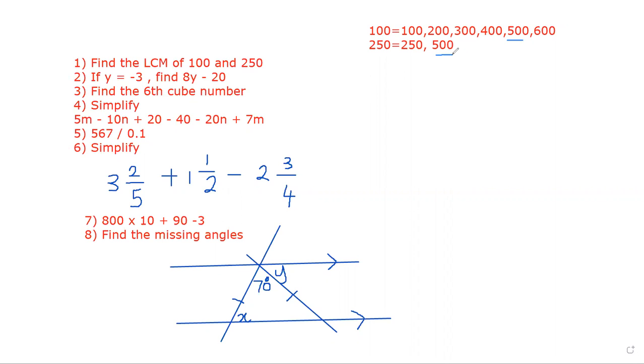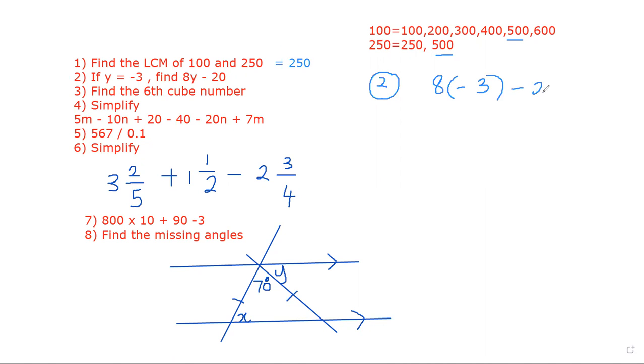That is how we are finding the LCM, by using the multiplication method. So that's the answer for the first one. The first one answer is 500. When you're finding the second one, according to the second one, you have to substitute. My question is 8y minus 20. So 8, instead of y, I'm writing -3, minus 20.